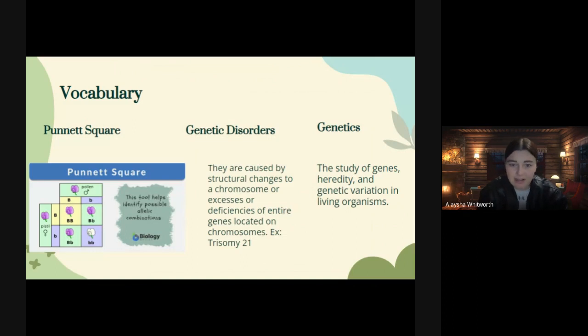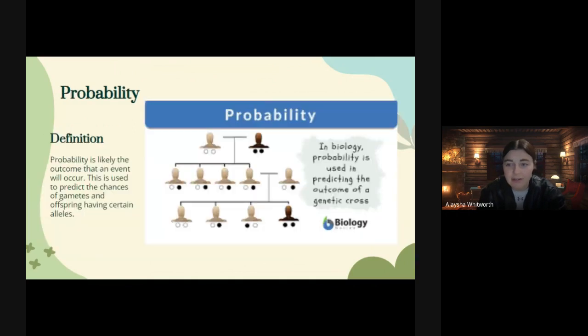There are a lot of different genetic disorders that are caused by structural changes to a chromosome or excesses or deficiencies of entire genes located on chromosomes. A really good example of this is trisomy 21, which is Down syndrome. It actually has 3 instead of 2 chromosomes there. And then genetics is the study of genes, heredity, and genetic variation in living organisms.